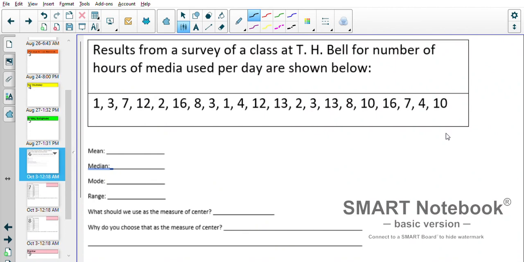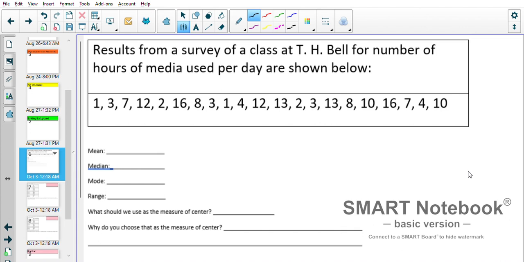For task number 1, we see we have some results from a survey about the hours of media used each day by a number of students. There are 21 total points of data here, and we are to calculate the mean, the median, the mode, the range, and then decide what to use as the measure of center.